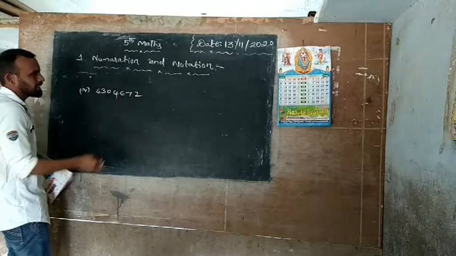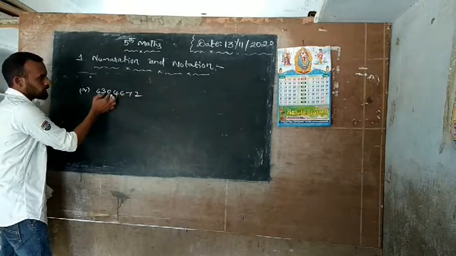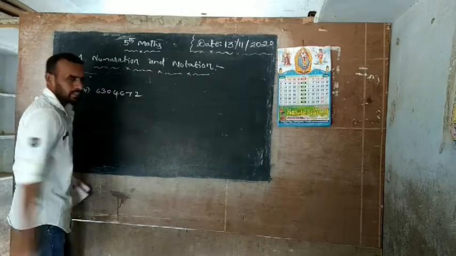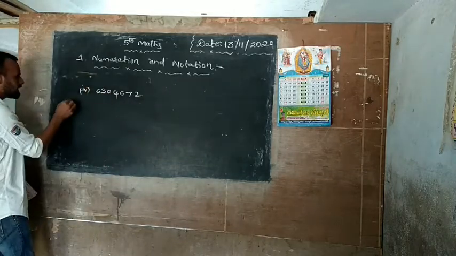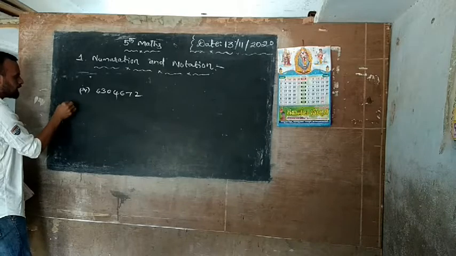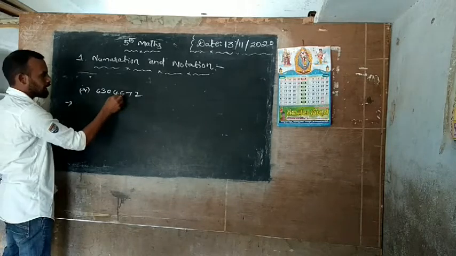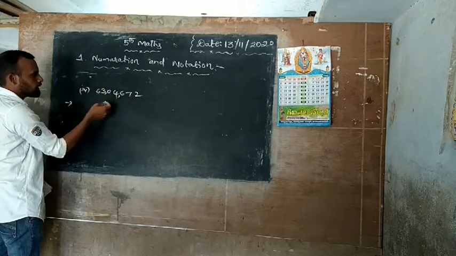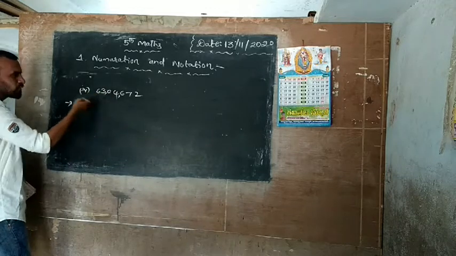Okay, we have a 7 digit number. Once it takes 100, 1,000, 10,000, lakh, 10 lakh. Okay, total 7 digit number. Now you write in the Indian system. So, in the Indian system, we write 1, 10, 100, 1,000, 10,000, lakh, 10 lakh. Then how to read this?